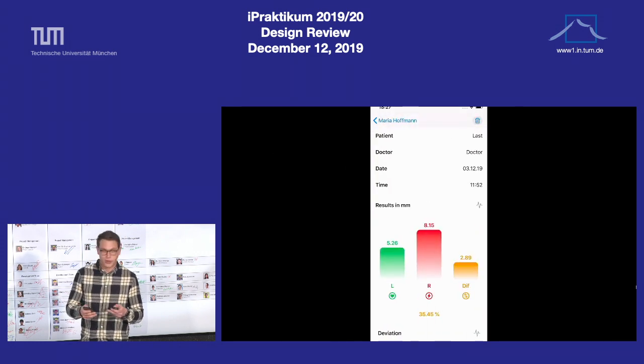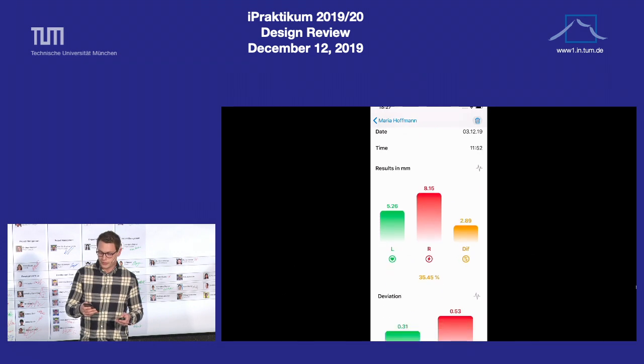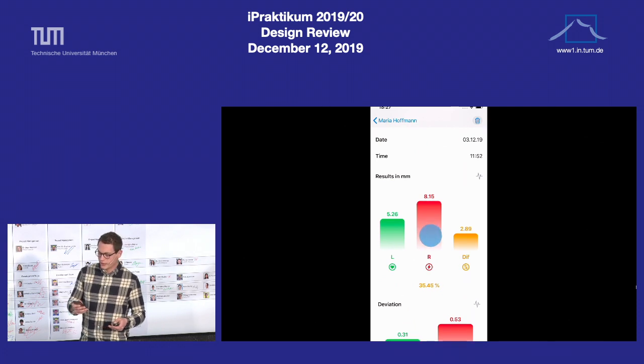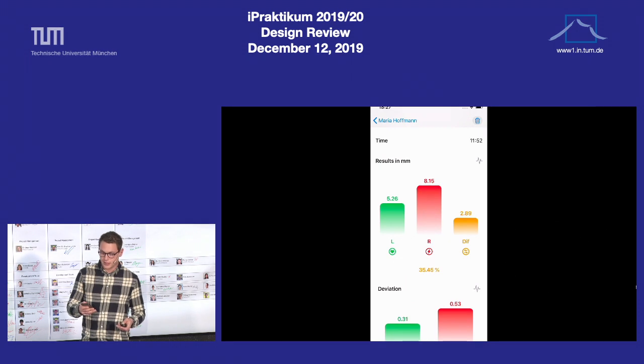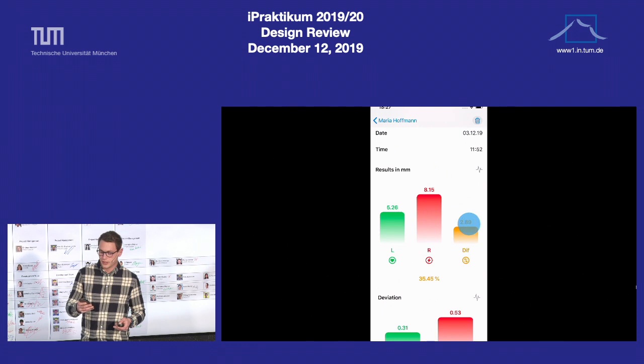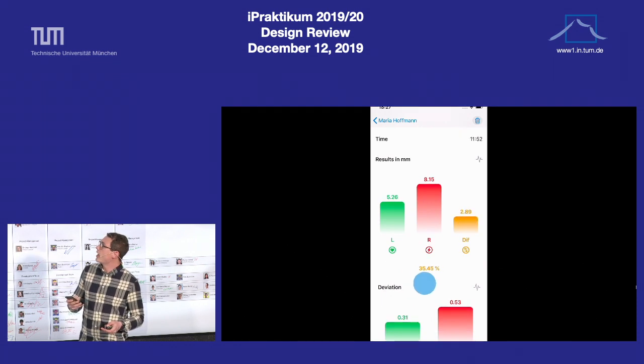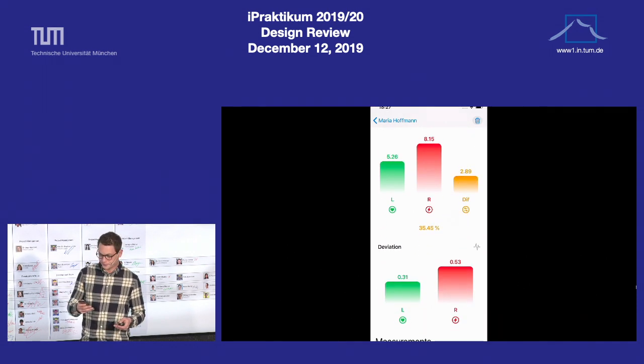So far, we only have one report, but let's see this in detail. So first of all, we see all the metadata of the report here. And below that, on the left side, we see the mean on the left leg of all the measurements. Then the same for the right leg, and this one is the injured one. And on the right side, we see the result computed as the difference of both means. And we see it as absolute value here and as the relative value here.